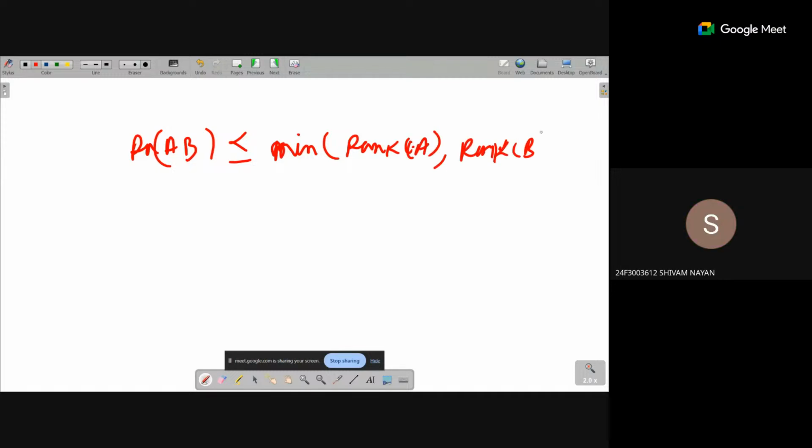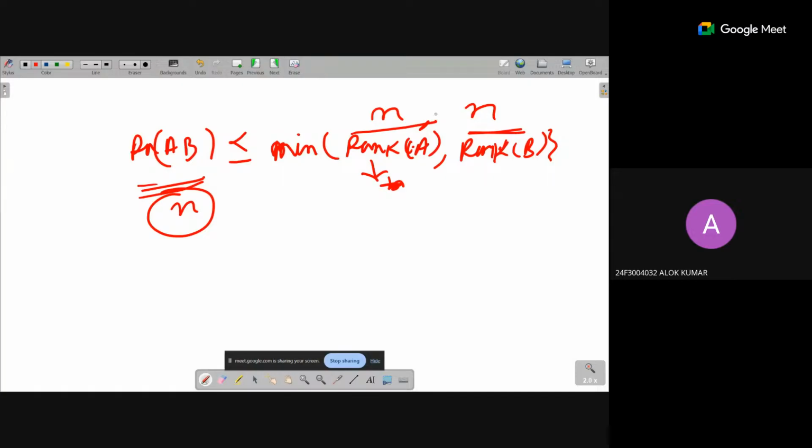And here the rank is n, sir. So it means n is the minimum of rank A and rank B, sir. So both have full rank, and because of the full rank, nullity is 0. Exactly. So the rank of AB is n, and the maximum rank that A can take is also n, and the maximum rank that AB can take is also n.